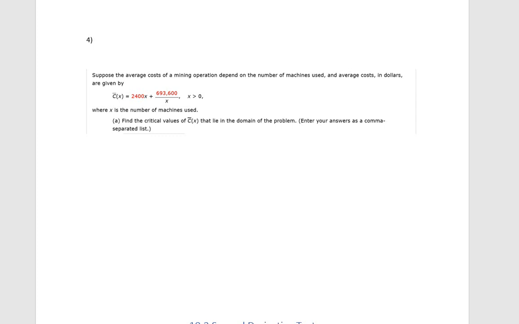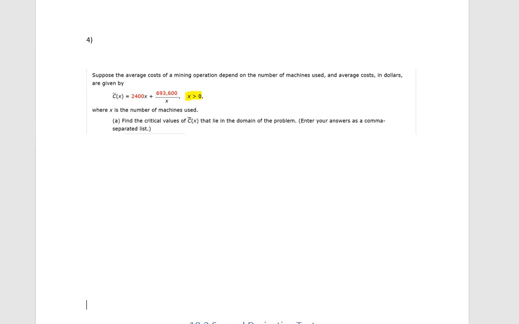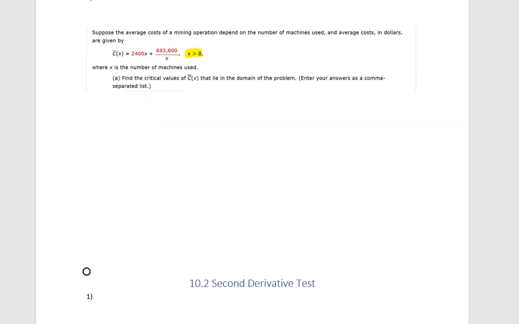Okay, so what we want to do is find the critical values that lie in the domain. When they say lie in the domain, because this is a real world problem, what they mean is that even if you get a negative number, all of your values should be positive because you can't have a negative amount of machines. So if we want to find the critical values, we need to take the derivative of this function, the average cost function.